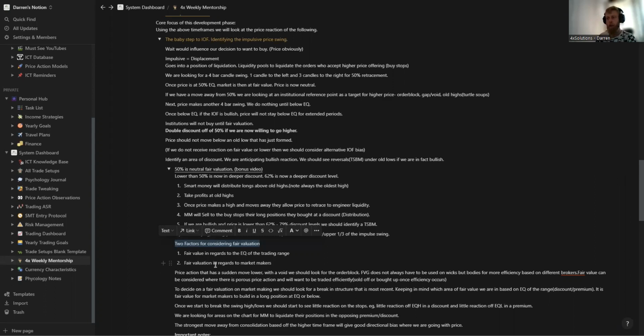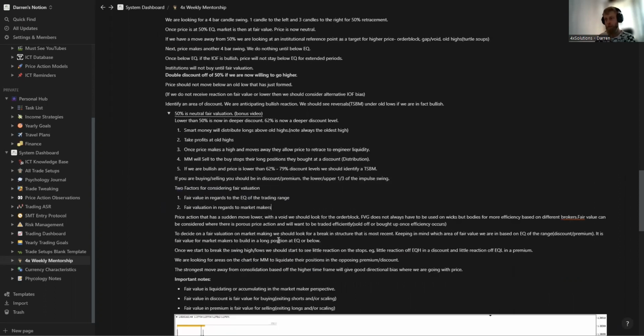And fair value in regards to the equilibrium of the trading range, because we need to have an equilibrium to differentiate between the two. Are we in fact in a premium, or are we in fact in a discount? Fair valuation in regards to market makers. Obviously we are not market makers, but we are trying to think like market makers. So price action that has a sudden move lower with a void, we should look for the order block.